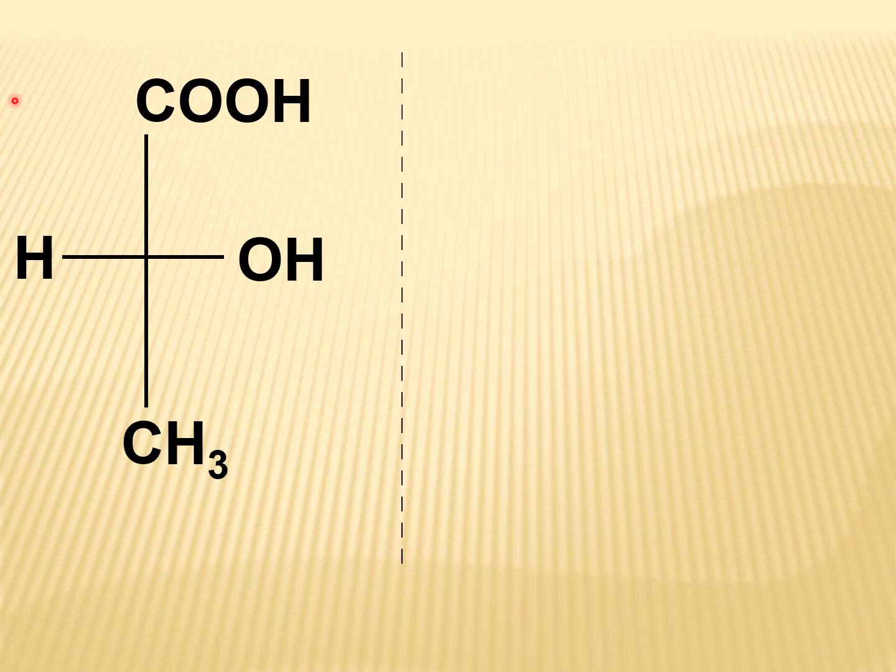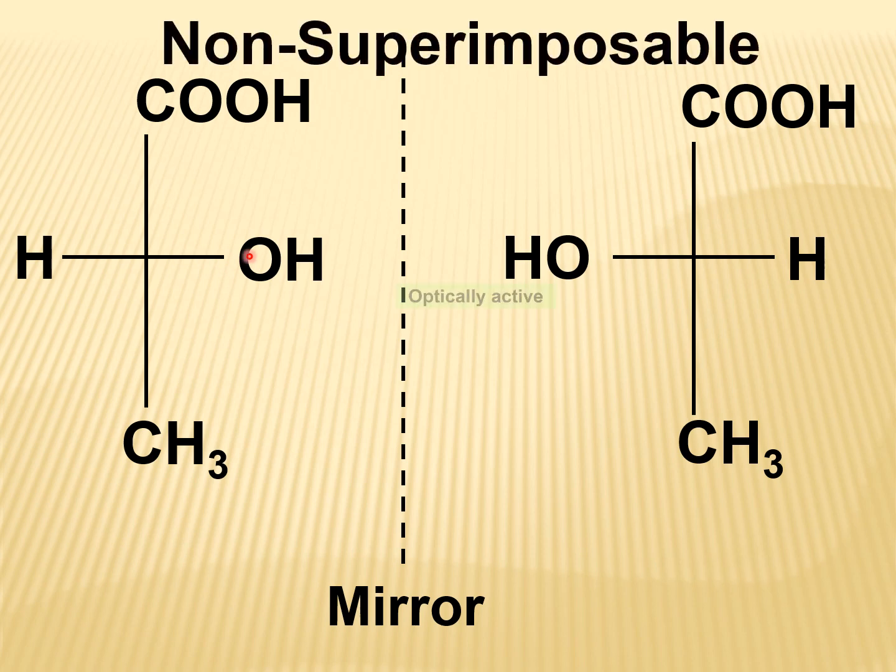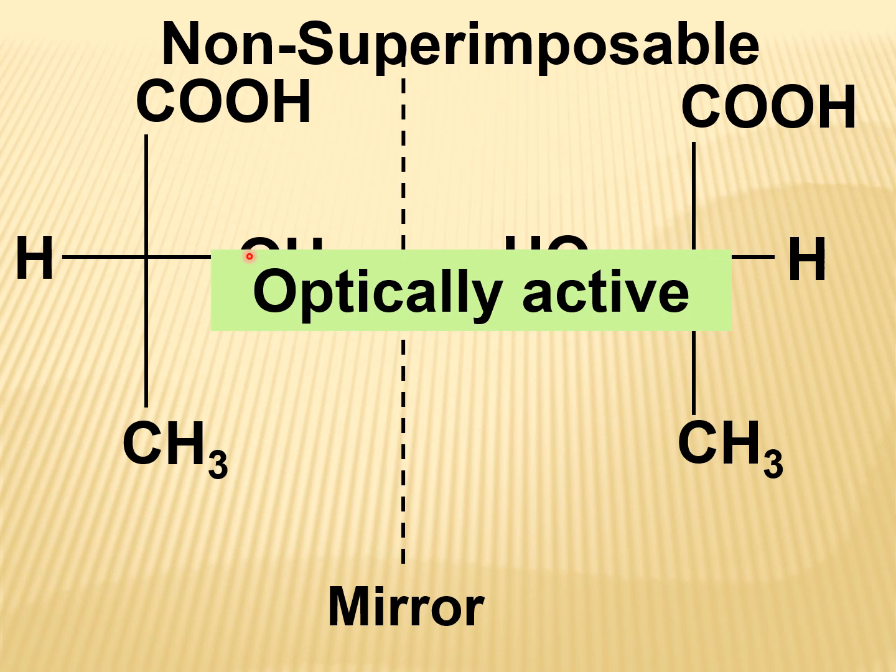Now what you do, take a mirror image, and this is the mirror image of lactic acid. Now check whether this mirror image is superimposable. Take this image, place it here. It does not fit exactly, because here you have OH and H like this, and here the OH and H is like this. So if you take this and keep it here, it will not fit exactly. So it is non-superimposable, and therefore it is optically active. So lactic acid is optically active.